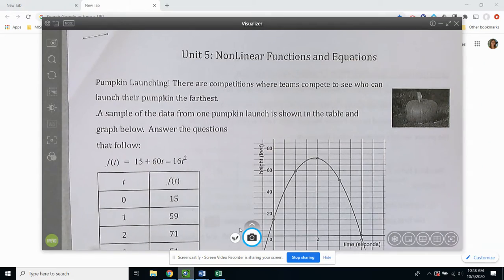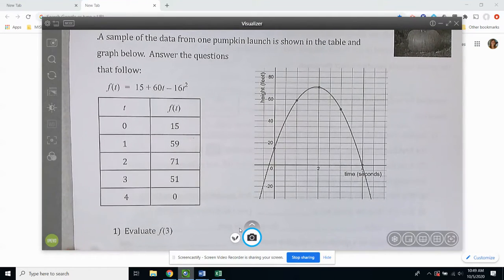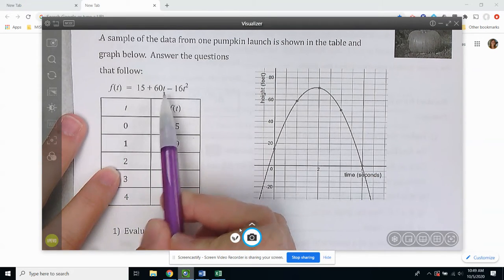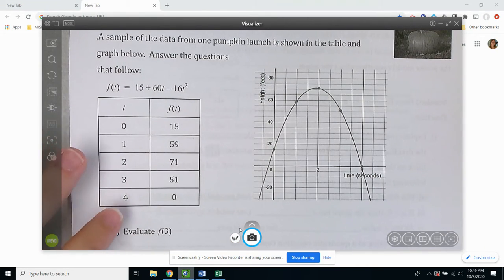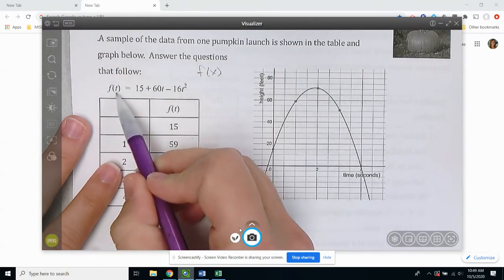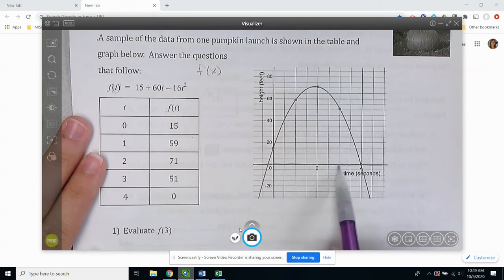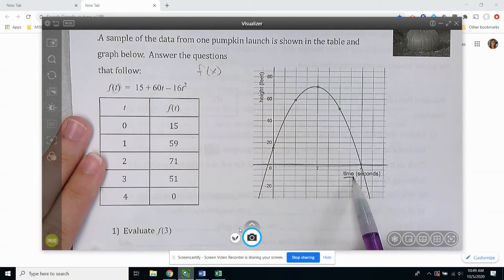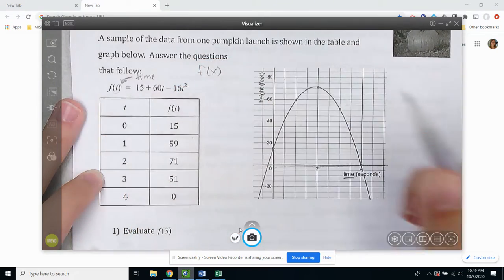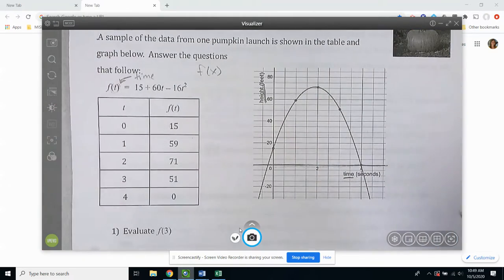All right, so it says a sample of the data from one pumpkin launch is shown in the table and graph below. Answer the questions. Okay, so let's first of all look at this. This is written a little bit differently than what you saw in our last chapter. In our last chapter, you always saw f of x. This says f of t because if you look at our x-axis, it's measured in time. So this t really just stands for time. And then our y-axis is measured in height. So that's talking about how high the pumpkin is.